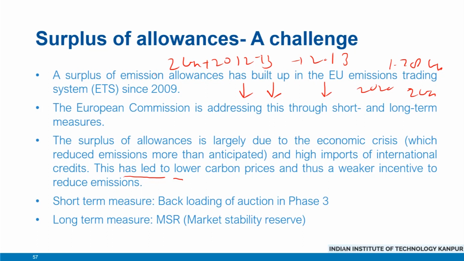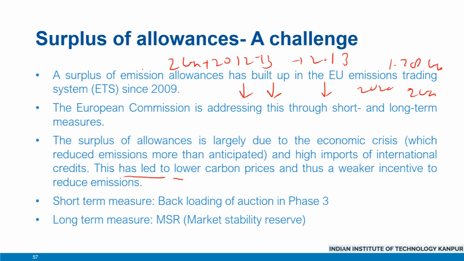So because of all these challenges of excess allowance supplies, regulators have decided on one very important short-term measure, which is backloading of auctions in phase 3, which we are going to discuss, and a long-term measure, which is the market stability measure, to reduce the excess supply, to improve the market liquidity and decrease volatility.